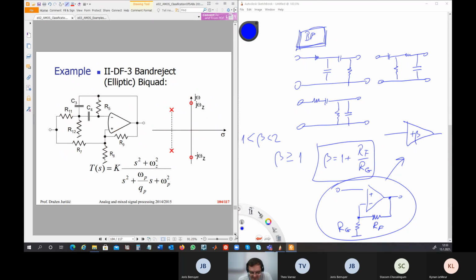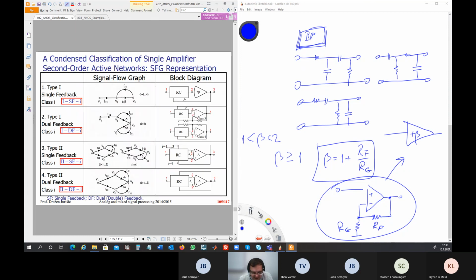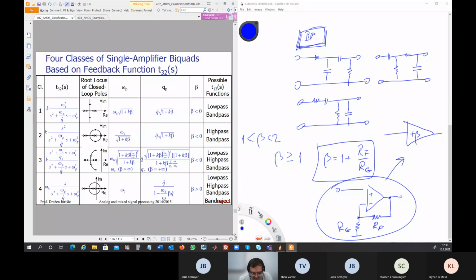This is a band rejection biquad. This is also a very useful circuit. Again, you have class 3, and you have two inputs and two feedbacks. Okay. Here is a summary of our way of obtaining conjugate complex poles regarding different classes. Here is how the complex conjugate poles go out of the real axis for all four classes.